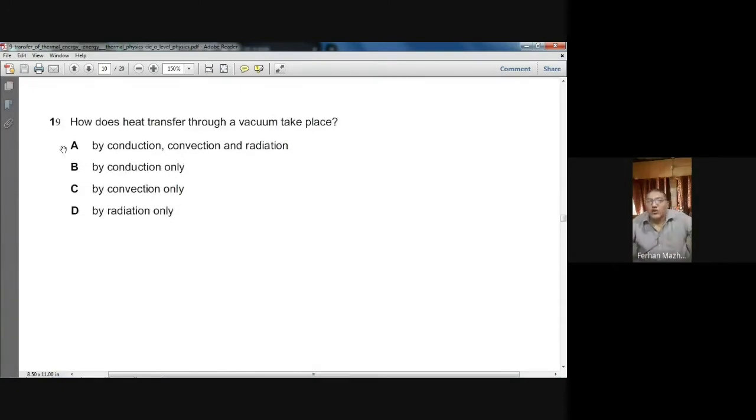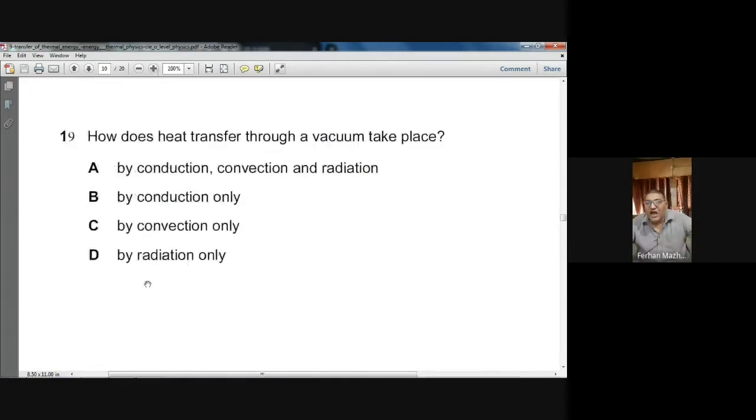On your screen, question number 19. How does heat transfer through a vacuum take place? By which method does the heat travel in the vacuum? Sir, by radiation only. D. D is the right option.